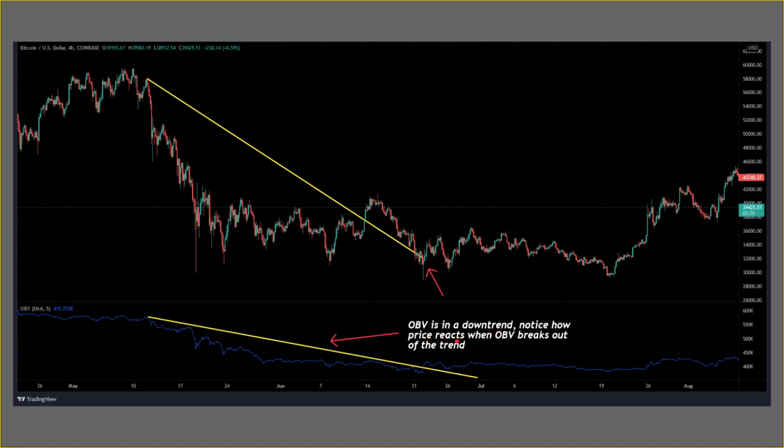Now, notice how price reacts when the OBV breaks out of the trend, particularly here. This is when we start to see a significant push back up to the trend line, and then it breaks out of it, and even forms a higher high compared to the high before it. This at the same time is when we see this particular breakout. Price fell to a low of about 28K, 29K, give or take, and actually went back up to 34K. So that was a possible relief rally that we could have longed, right?